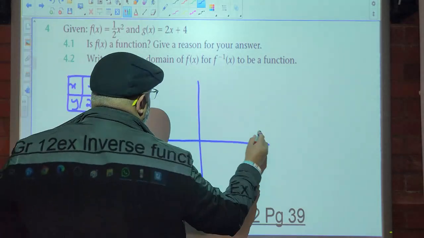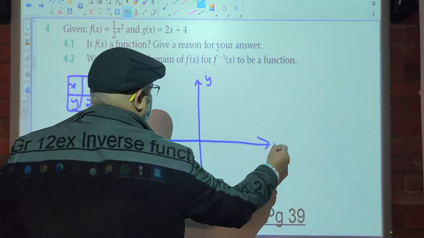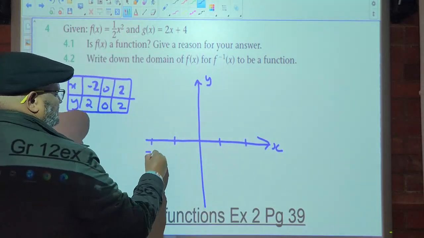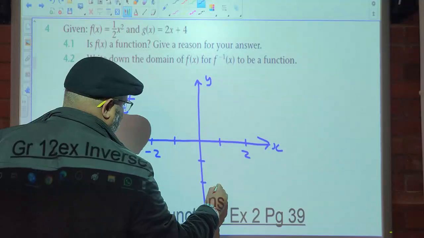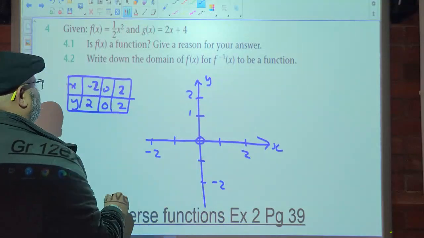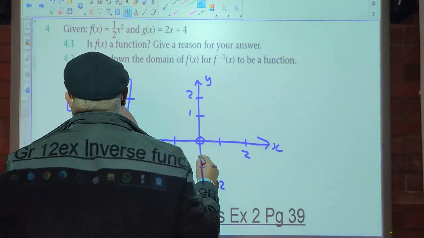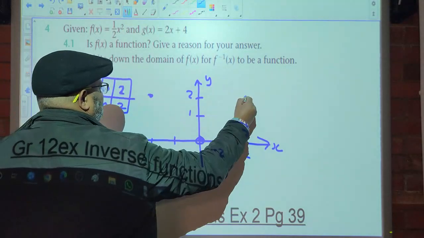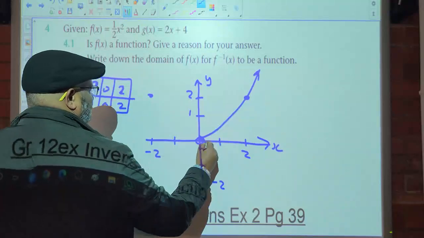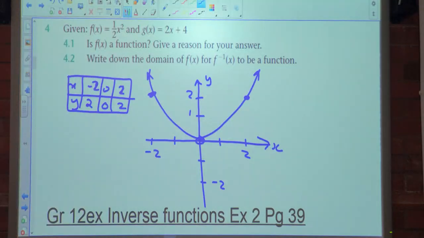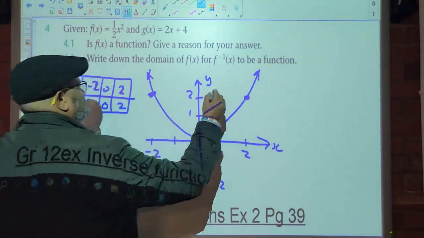Okay, so this is your 1, 2, minus 1, minus 2. So minus 2 and 2. Again, this wasn't the question, but it would just make life so much easier for me if I drew it. And you do the same in the exam. If they don't ask you, you just do it on the side. Okay? So this is the function.